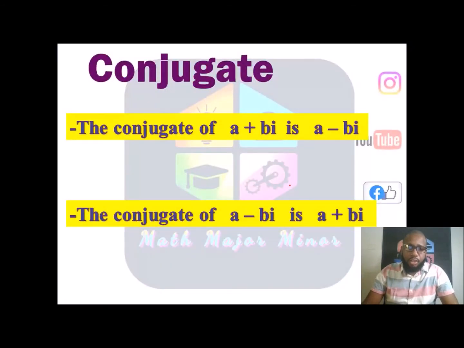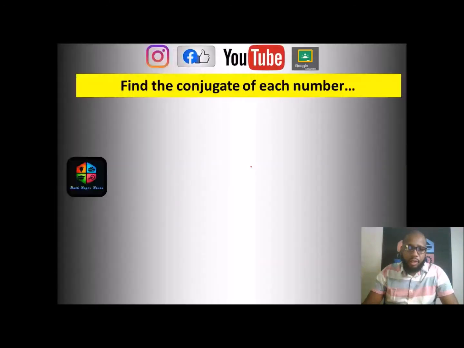Now let's look at conjugates. The conjugate of a plus bi is a minus bi. And the conjugate of a minus bi is a plus bi. Now, why do we need conjugates? Conjugates are useful in dividing complex numbers.